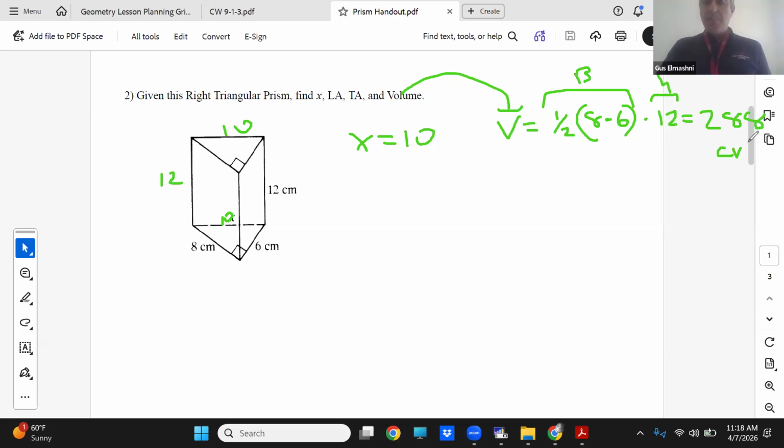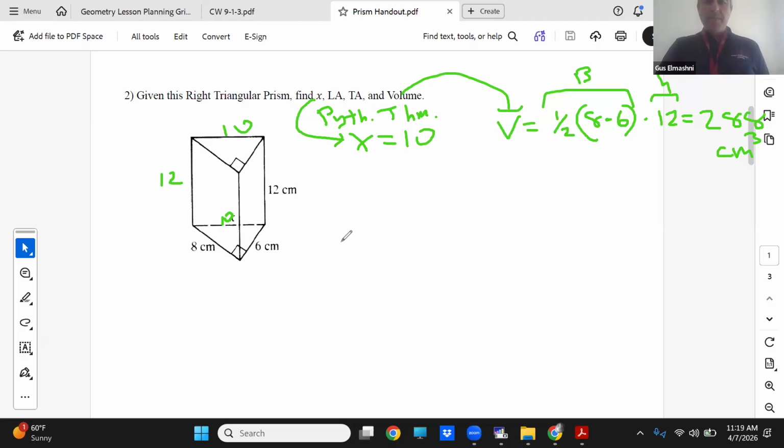Okay, just so you're cool with the volume, this is what I got for the first part of number two. You guys see how X is 10? That's Pythagorean theorem, right? And the base is a triangle, so you do 1/2 times 6 times 8, and the height of the prism is 12. Because remember, a prism is where you take a shape and project it elsewhere. And we got this from Pythagorean theorem. So X we're good. Volume we're good.